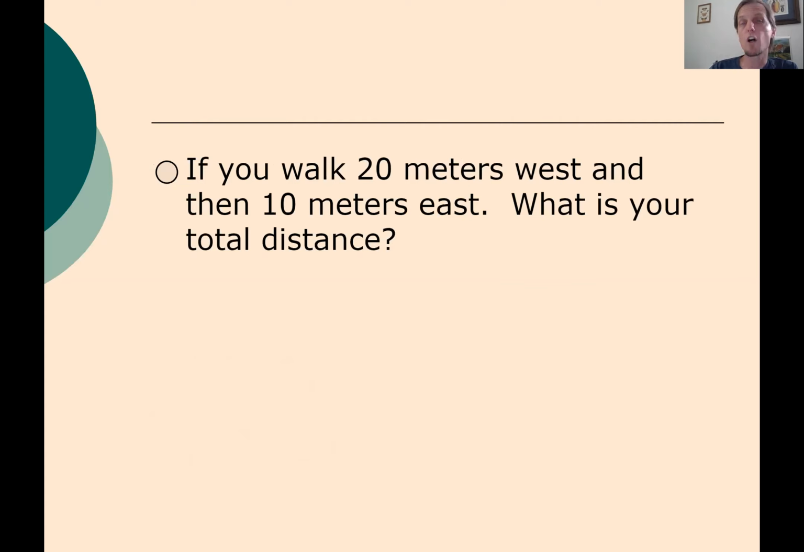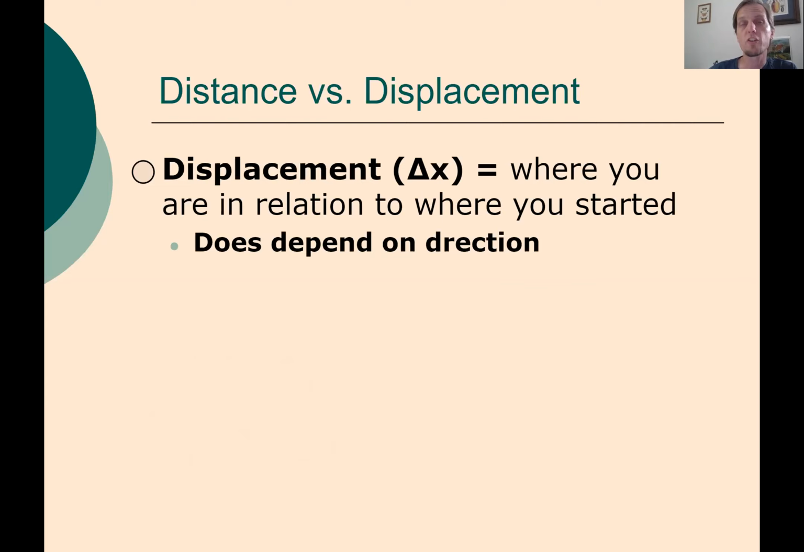So if you walk 20 meters west and then 10 meters east, what is your total distance? Think about it, pause. So let's remember distance versus displacement here. A triangle, you have to remember this so you don't get thrown off. Triangles mean change. What do triangles mean? Change. So x, in this case, is the unknown.